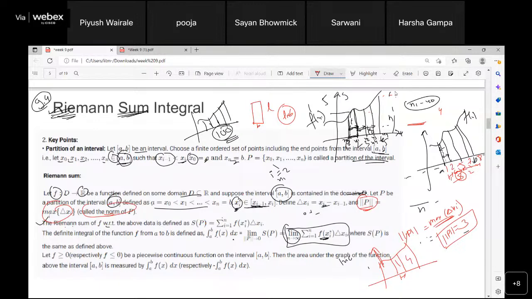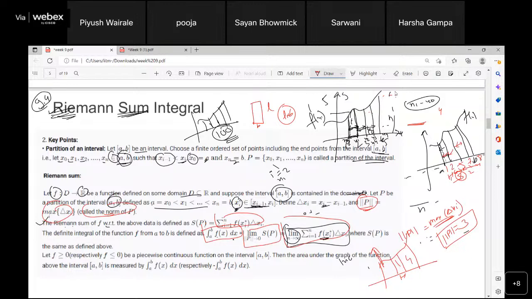So this thing you understood and this thing you understood, right? Both are equal. Now see, you can see here the limit norm of p tends to 0 of s of p, right? So s of p is basically this thing only. So why is norm of p tending to 0? If I take the maximum del of x and I am reducing it to 0, then ultimately whatever value is less than that will also tend to 0, right?